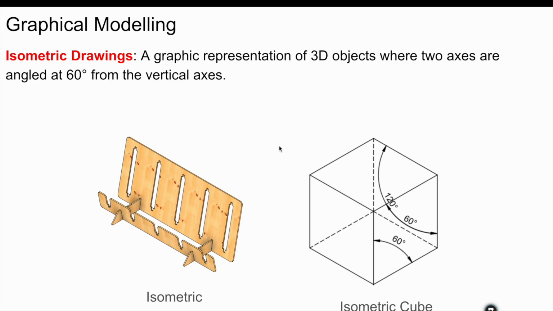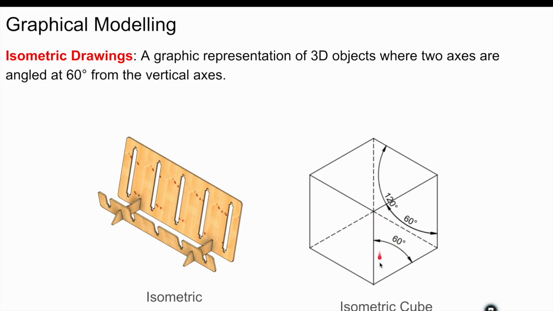They're not perspective, so they don't have a vanishing point, and our horizontal lines do not vanish into the vanishing point. They are always parallel to each other. But the key thing is that they are in multiples of 30. So you find that isometric drawings contain 30, 60, 90, 120, 150 degree angles. And you can see that in this cube right here.